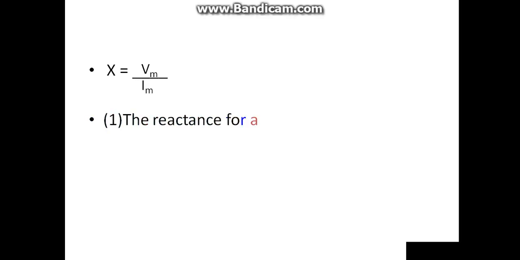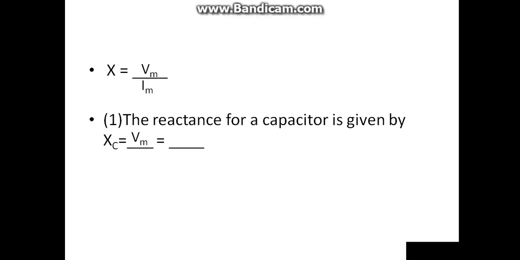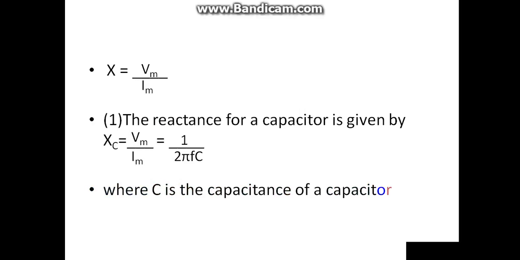The reactance for a capacitor is given by Xc equals Vm over Im, which equals 1 over 2 pi fC, where C is the capacitance of the capacitor.